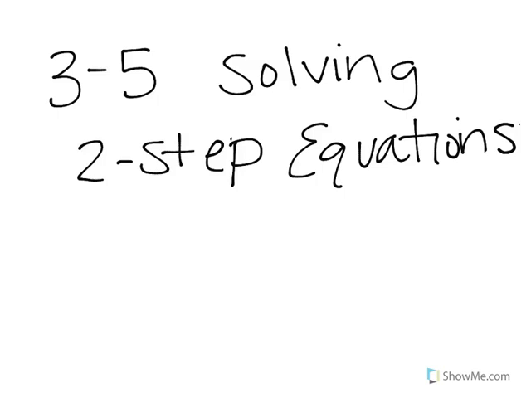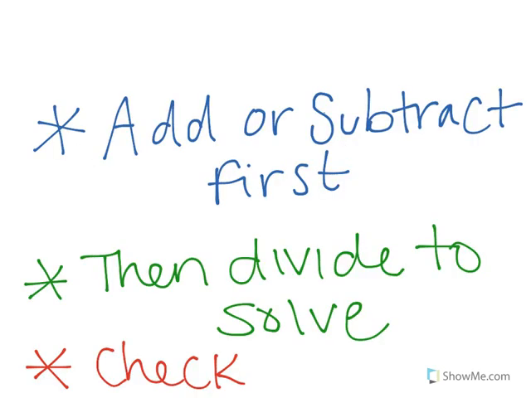This lesson is on section 3-5, titled Solving Two-Step Equations. So when solving two-step equations, we always have to add or subtract first. This is the first thing we have to do. And then we have to divide to solve, and as always, we need to check our solution. So add or subtract first, depending on the example. Then we're going to divide, and then we're going to check.